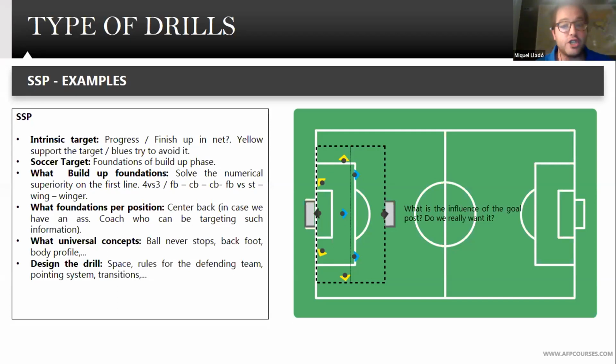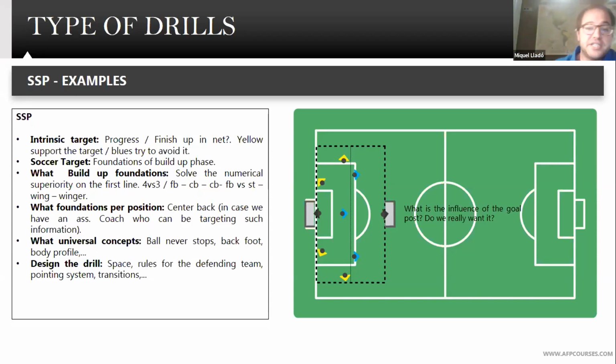We could add variations to that. Maybe we could include an additional defender that makes it a 4v4, but then we would have to put in a midfielder that drops down to make this superiority. We can change that. It's just a silly example. Even though we are targeting team foundations, such as solving the numerical superiority, we have individual foundations per position, obviously, because players are playing according to their position. And we also have universal concepts, obviously, because they always appear in the game. And then I design my drill.